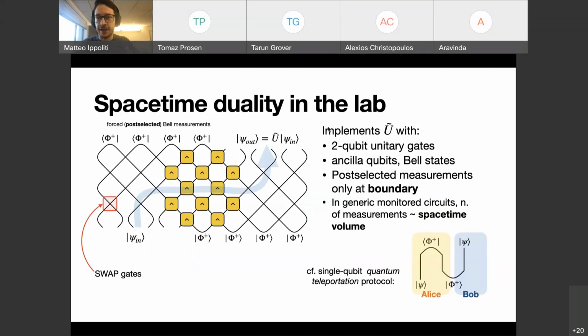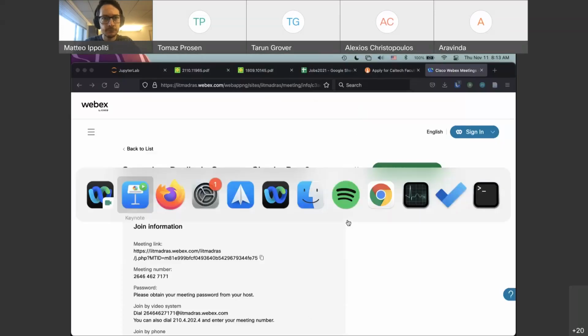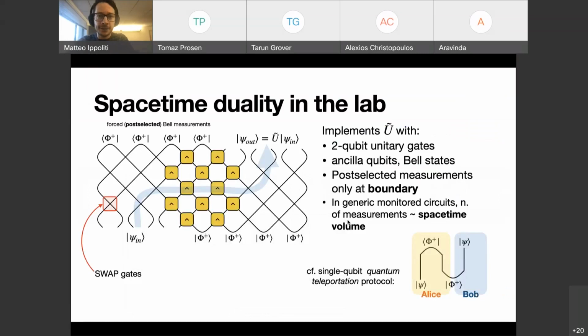Okay, so in a practical sense, how can this be used in practice? In a digital quantum simulator setting, how can this be realized? The idea that we propose is based on quantum teleportation. Quantum teleportation as a single-qubit protocol is shown here on the bottom. The setup is one where we have 2 agents, let's call them Alice and Bob. Alice has a single-qubit state psi that she wants to transfer over to Bob, and they also share entanglement as a resource. They have one maximally entangled Bell state.